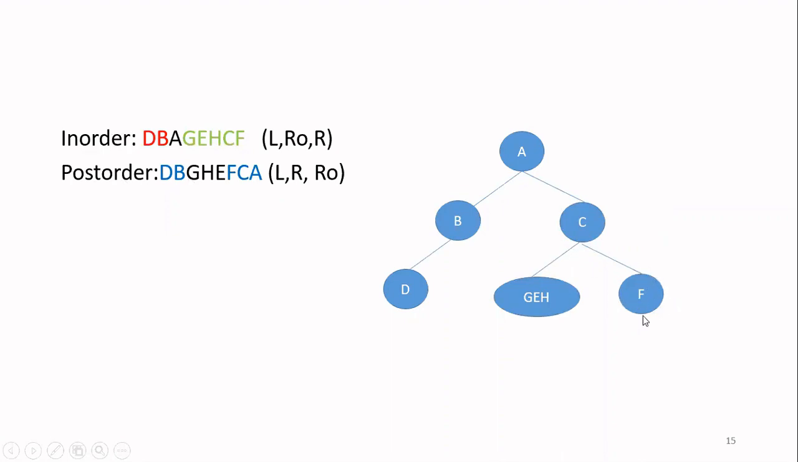Now this is having only one node, so no need to consider further. But G, E, H are having three nodes. So you have to consider which is the root for this particular subtree. So again, go to the post-order traversal, see out of these three letters which comes first when you are traveling from right to the left. So out of G, E and H, I have E first. So this is now the root node.